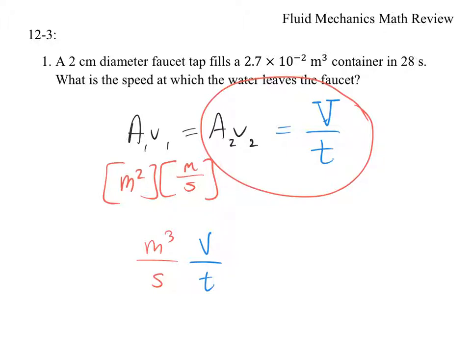Not that bad. If you're given the volume of the container, the time it takes, and the diameter, which in turn gives you the area, you can find the speed or velocity at which it leaves the faucet. Okay, so let's plug in what we know. Area is really pi r squared, times velocity, and that equals volume over time.